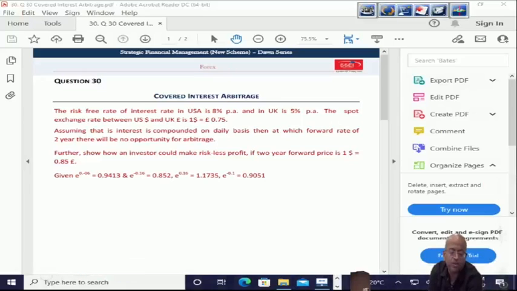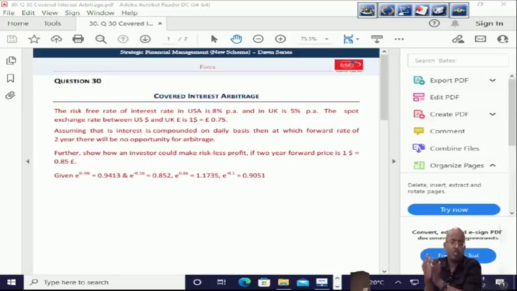Now I read further the question. The question is saying, further show how an investor would make riskless profit if 2-year forward price is $1 equal to 0.85. The forward rate should have been 0.706. The forward rate is 0.85. It's the rate of dollar. So dollar in the forward market is overpriced. Okay. So we should sell dollar forward.